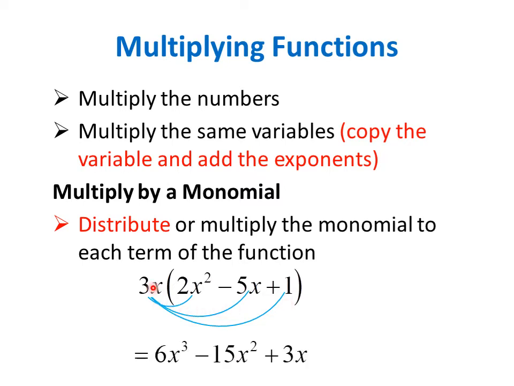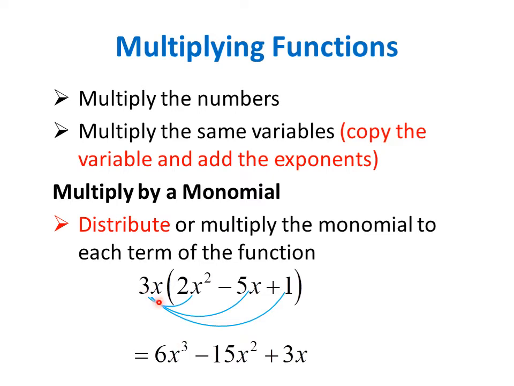Okay, so first, let's say we multiply 3x by 2x squared. So multiply the numbers first. 3 times 2, that is 6. Then multiply the variables. So x times x squared. Since the variables are the same, we copy the variable or the base. So we have x, and we have to add the exponents. Okay, x of course is x to the 1, so we have 1 plus 2, that is 3.